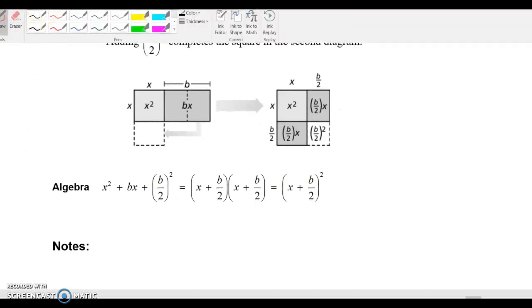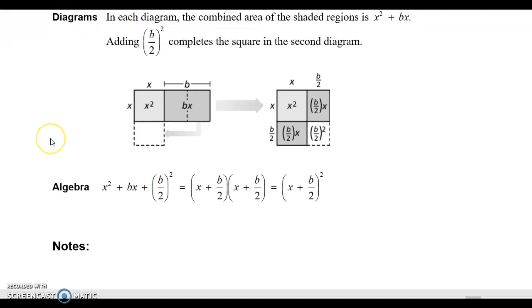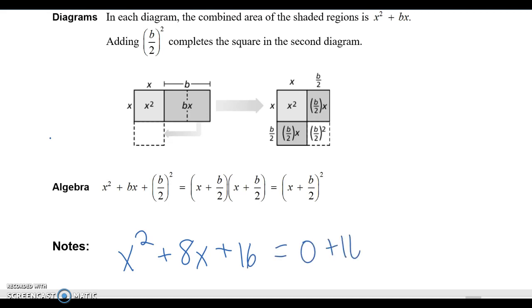So what this means is that if you have an equation and you have x squared plus 8x, to complete the square, you're going to divide 8 by 2, so 4, then square it, 16, and you'll add that to both sides. So if we had equals 0, we would add 16 to both sides, and that would complete the square.